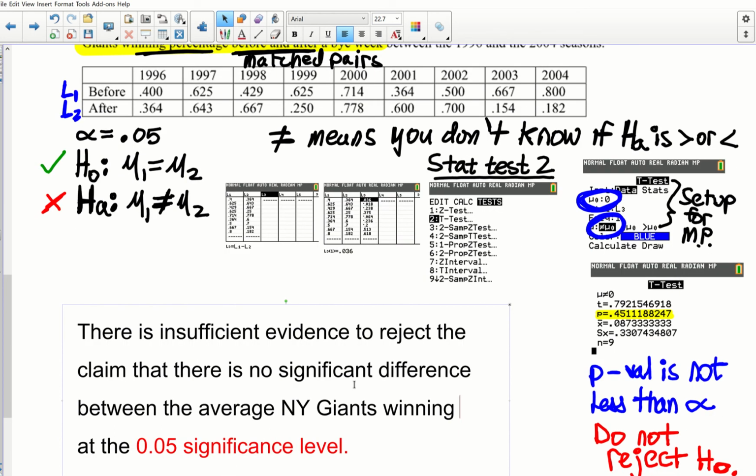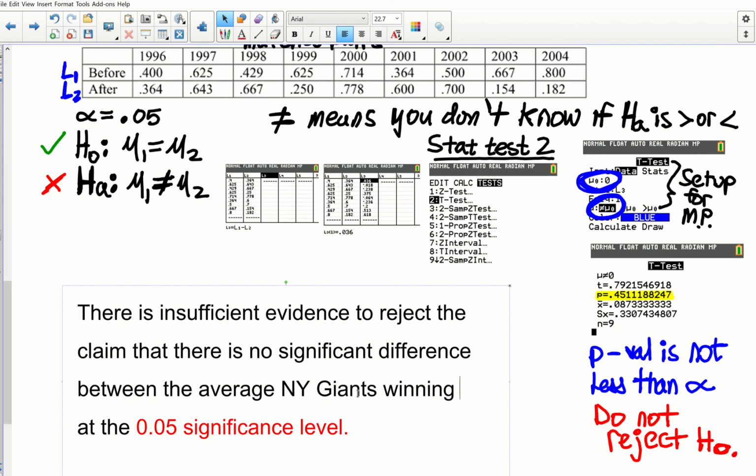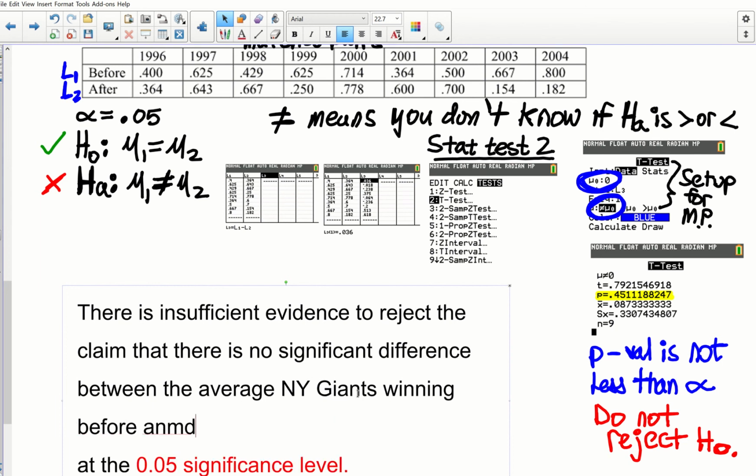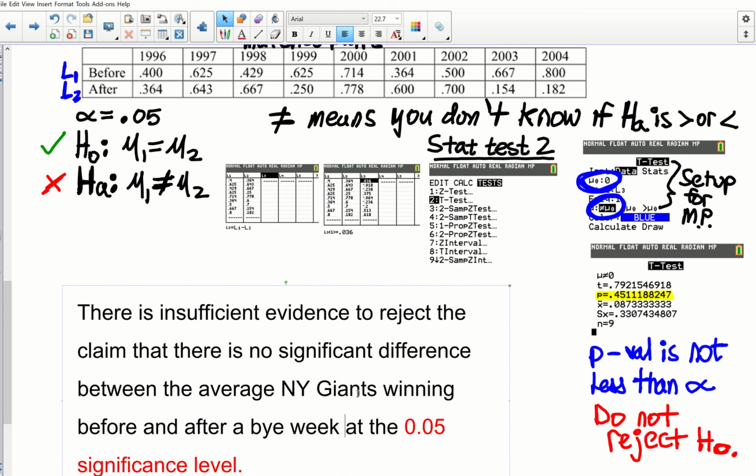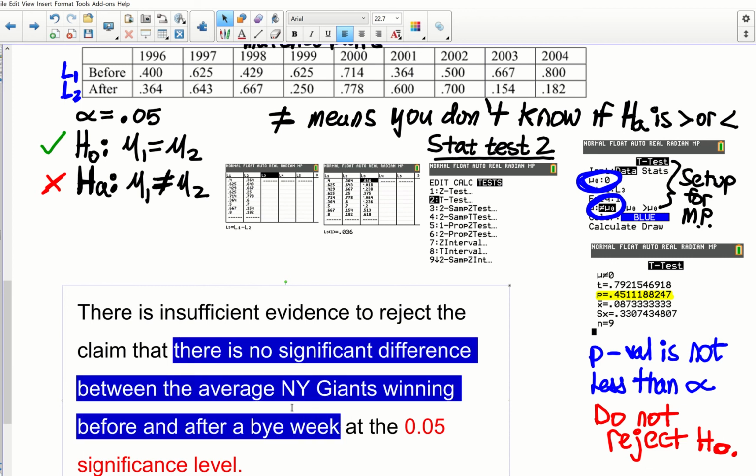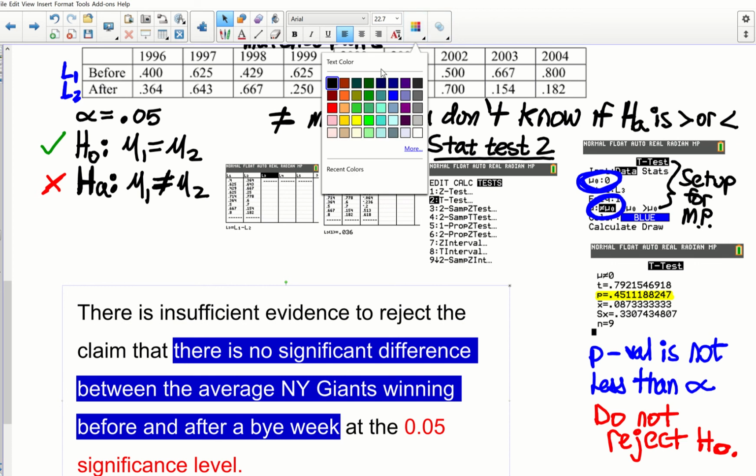All right, winning percentage before and after a bye week. We don't have to worry about the years. At the 0.05 level. So I'm going to highlight this in red. Text color red.